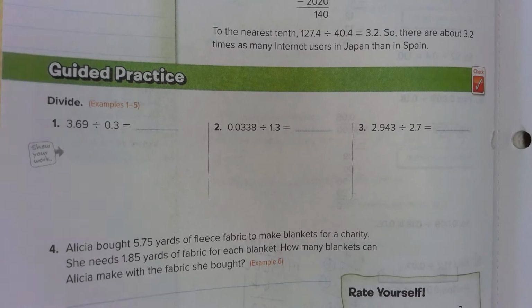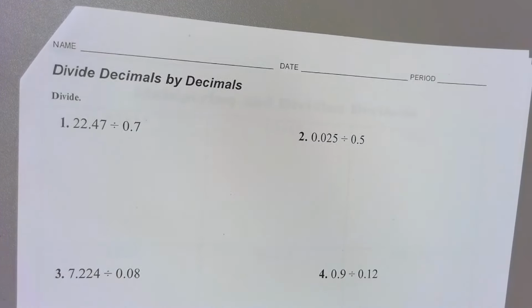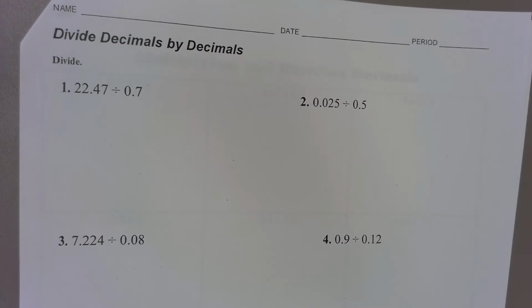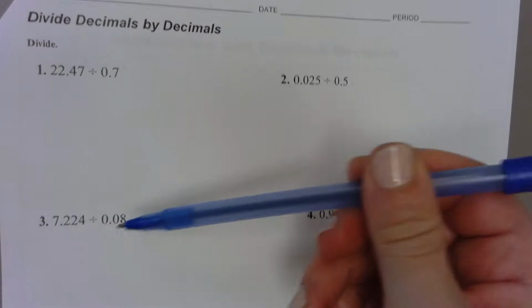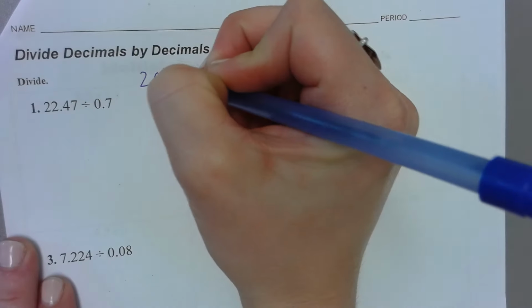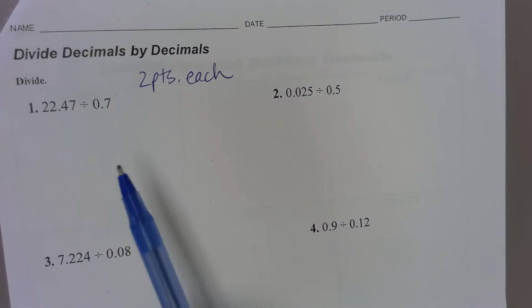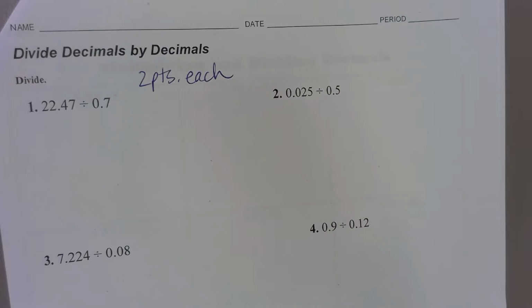Otherwise, your homework for this is going to be in your packet, the dividing decimals packet. It is the 3rd page in this packet that we have. It's called Divide Decimals by Decimals. There's no page number at the bottom, so you'll just have to find the correct title in your packet. Now, again, we have 1, 2, 3, and 4. These are each going to be worth 2 points. Same as the page before. 1 point for showing your work and 1 point for the answer. So this whole section up here is worth 8 points.